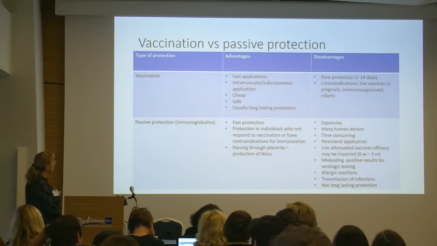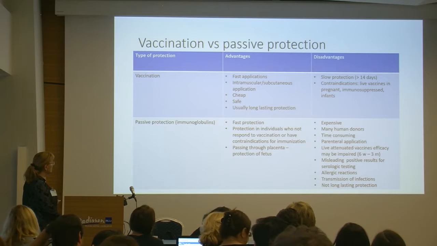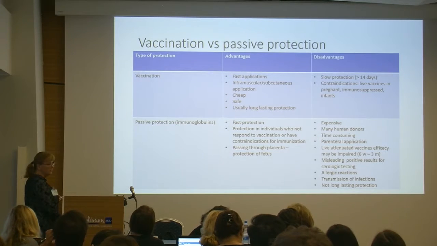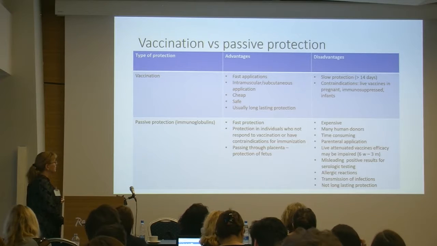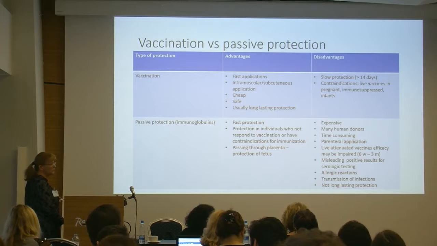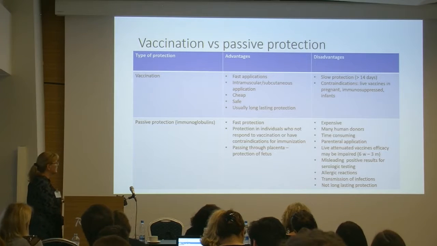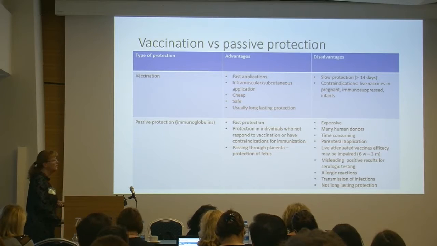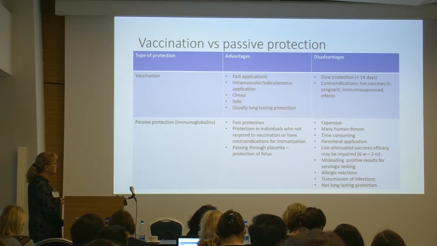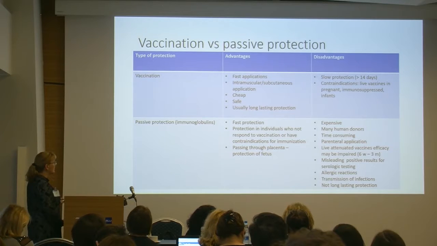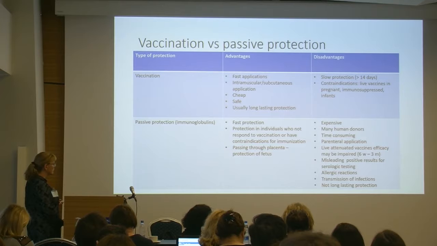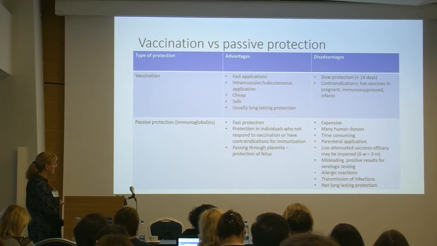And comparing advantages and disadvantages of vaccination and passive protection. Vaccination: fast application, cheap. Most of the vaccines are cheap. It is safe, and usually it gives long-lasting protection. But you have to be aware that after vaccination, protection is slow, about 14 days, even months after the vaccination. And some vaccines are contraindicated in some groups of persons, like pregnant women and immunosuppressed people, for live vaccines. Passive protection has the advantages that you have fast protection after you give it, and it protects individuals who are not responding to vaccination or have contraindications, who can't be immunized. It passes through the placenta, so it also protects the fetus.